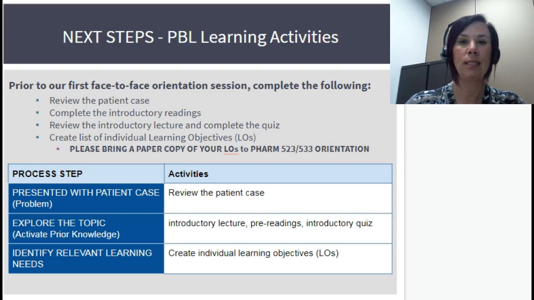In the PBL process, what I've just asked you to do is a good representation of being presented with a patient case or a problem, exploring the topic and activating prior knowledge, and then identifying the relevant learning needs for yourself.